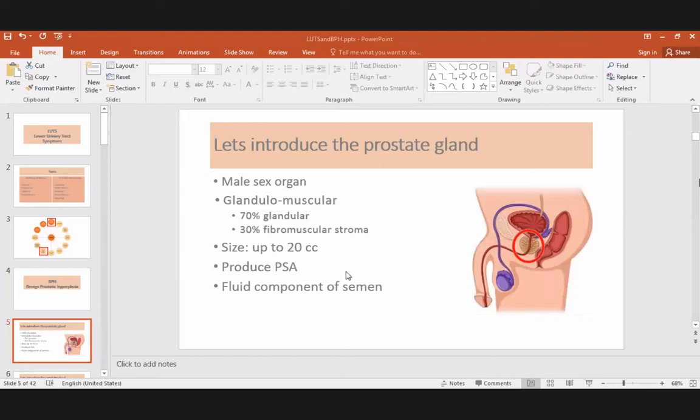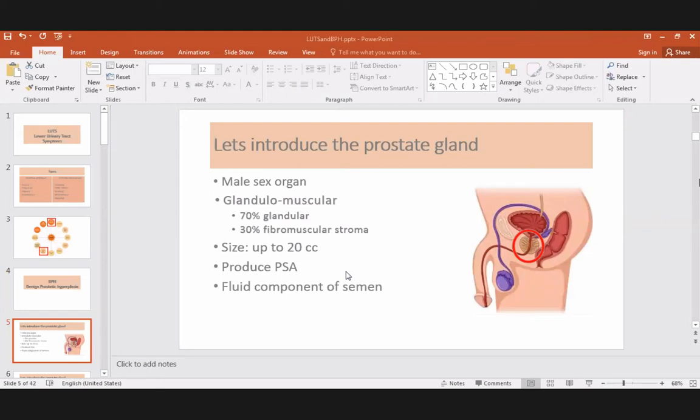The usual size that we get on ultrasound, the maximum size you can say, is up to 18 to 20 grams. And it produces an enzyme, prostate specific antigen, which we can find in the blood of patients with hypertrophy or malignancies. In patients having any problem in the prostate, the PSA level rises. But the level of the PSA tells us whether it is a benign enlargement or a malignant enlargement. The level is too high in malignant, but it is mildly high in cases of benign enlargements.